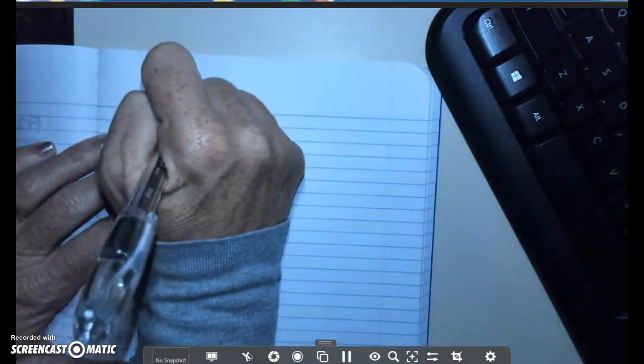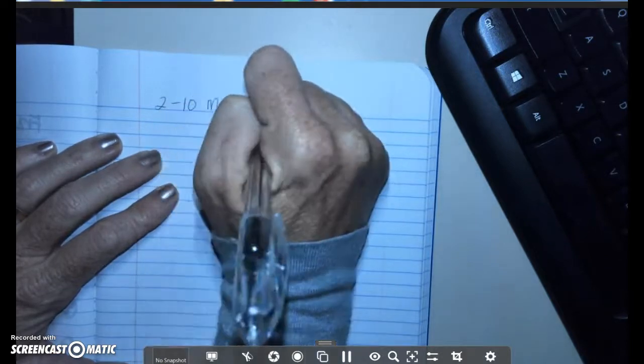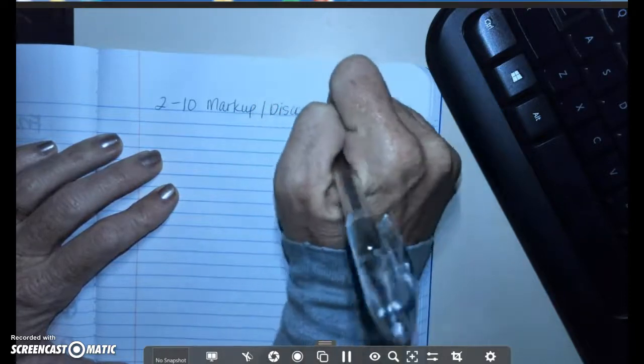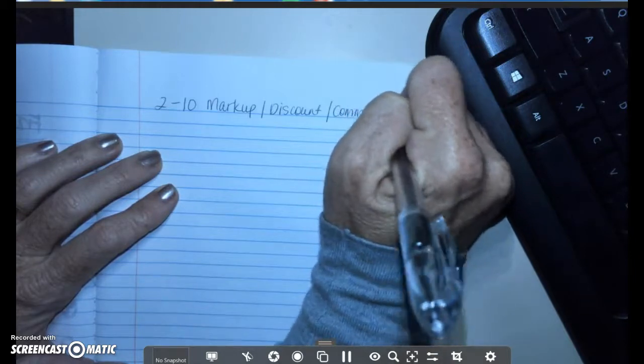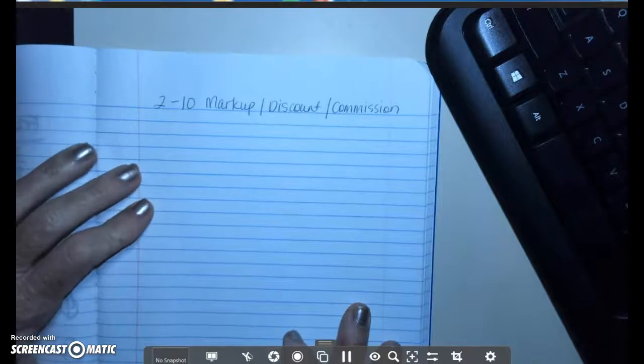All right, so we are doing 2-10. Markup, discount, and commission. Okay, so markup and discount are things that happen in everyday life all the time in the stores that you and your parents visit every day. Okay, so let's just talk about what those things are.